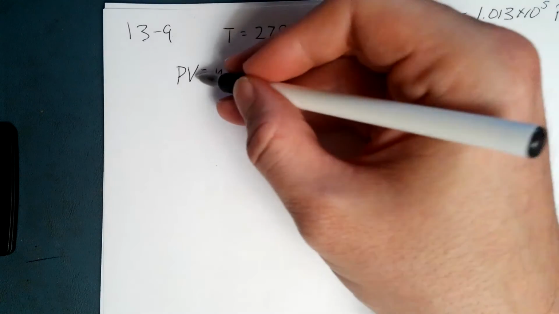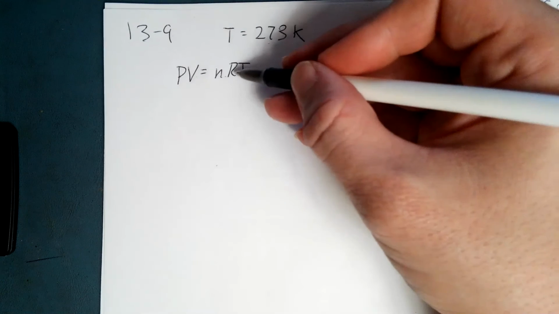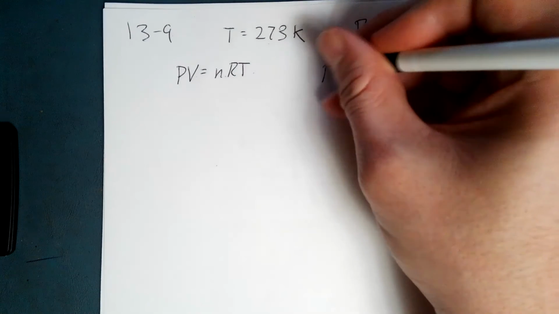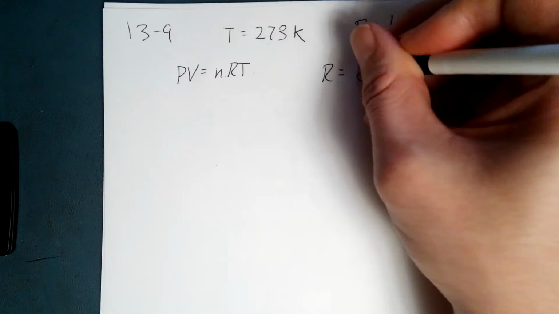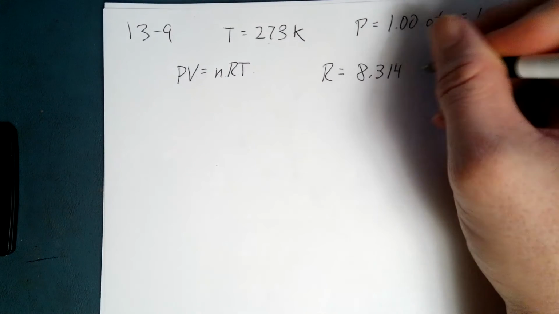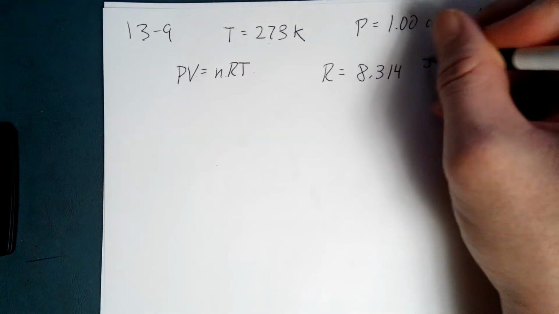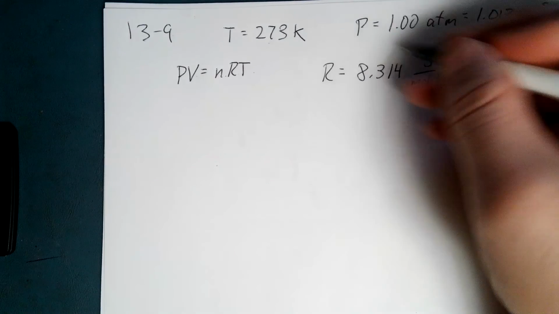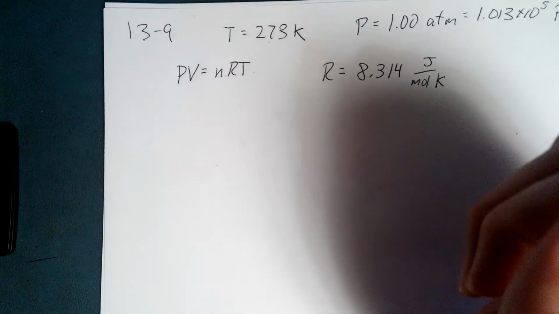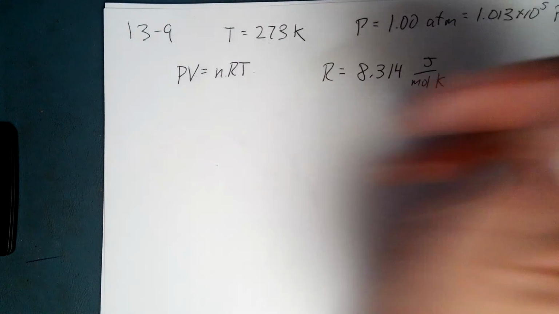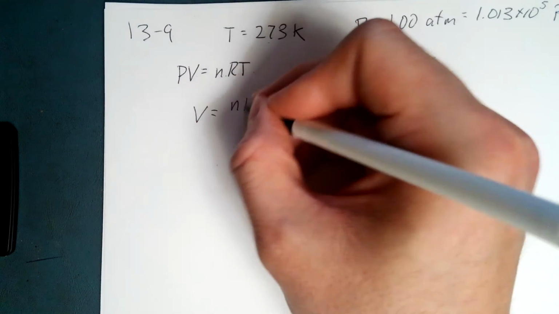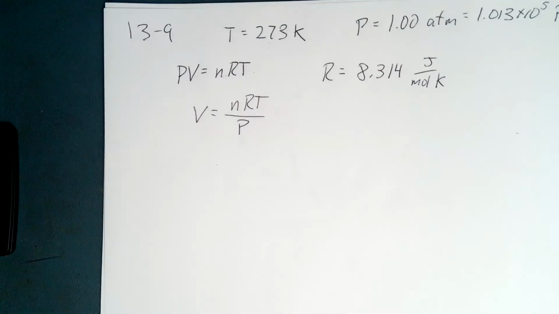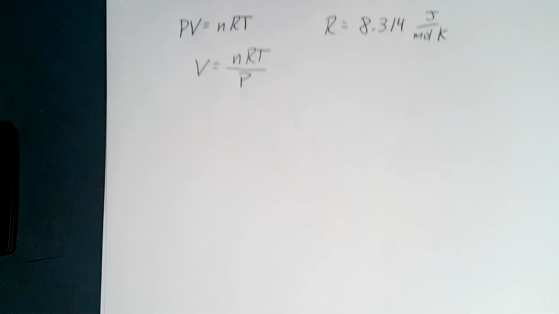Okay, so pressure, volume, number of moles, gas constant, and temperature in Kelvin. I'll write down the gas constant. You should have that number available. So we're solving for volume. There's nothing more to it. Just at this point, plug everything in and get your volume.